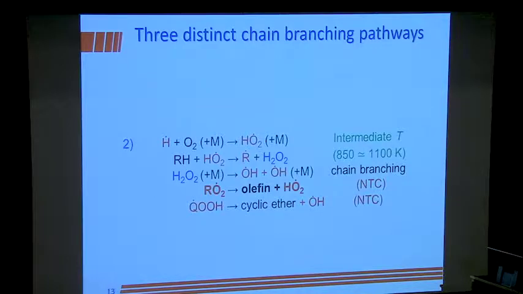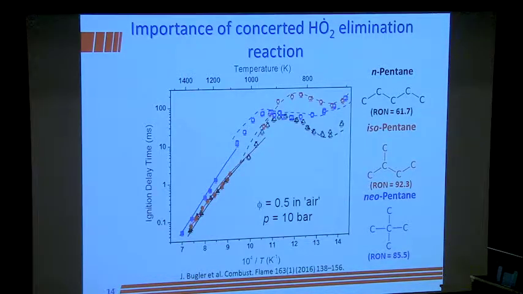So now I have in bold, it's not easy to see, this RO2 giving you olefin plus HO2. So where do the rate constants come from then? Before I go to that, this is just illustrating the importance of the concerted HO2 elimination reaction. I think it's a really cool slide. Again, this was published by John Bugler working in my group in 2016. He actually did a lot of very nice work, John.